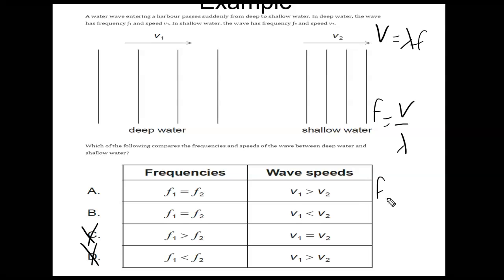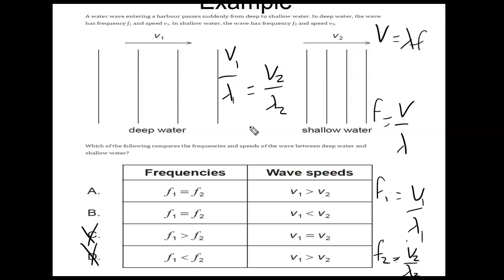So in other words, f1 would have to equal v1 over lambda 1, and f2 would have to equal v2 over lambda 2, but because the frequency is fixed, that also means v1 over lambda 1 has to equal v2 over lambda 2. Okay, so let's think about this. We can tell visually that the wavelength in the shallow water is less than the wavelength in the deep water, just based off of the spacing between the wave fronts.